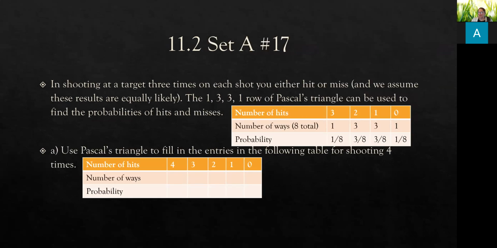Okay, number 17. In shooting at a target 3 times, on each shot, you either hit or miss. And we're going to assume that those results are equally likely. The 1, 3, 3, 1 row of Pascal's triangle can be used to find the probabilities of hits and misses.